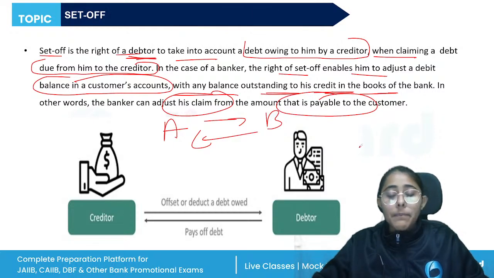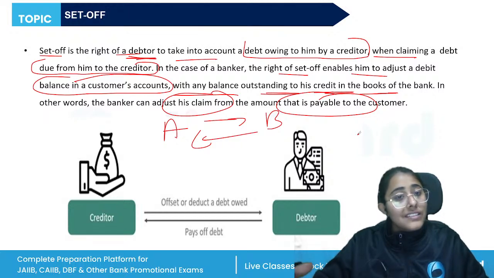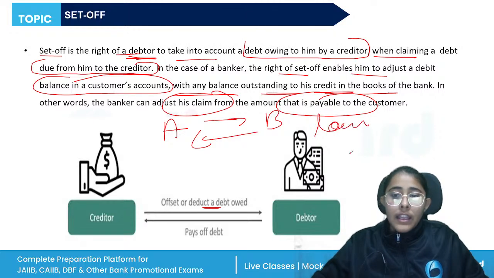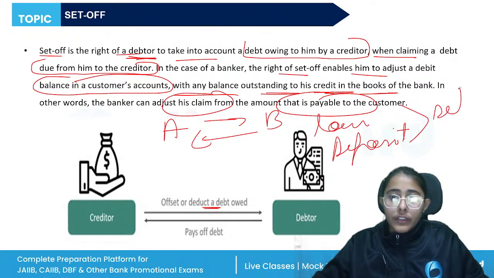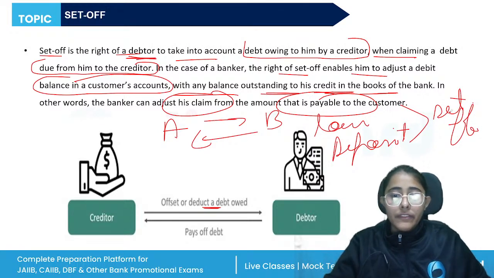Now here, what is happening? In the banker's lien, the bank has the right to sell off any goods that were entrusted to him in the ordinary course of business. In the set off, the bank has the right to offset or deduct a debt that is owed. So the loan account and the deposit account can be set off. This is the meaning of a set off agreement with a bank.